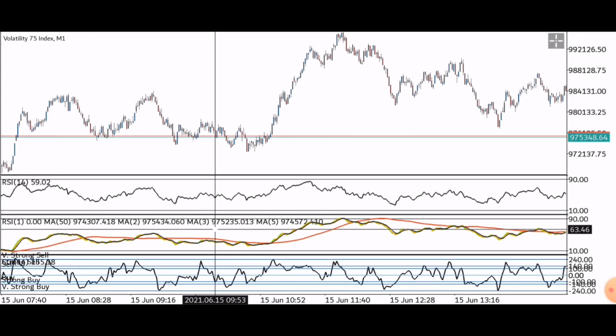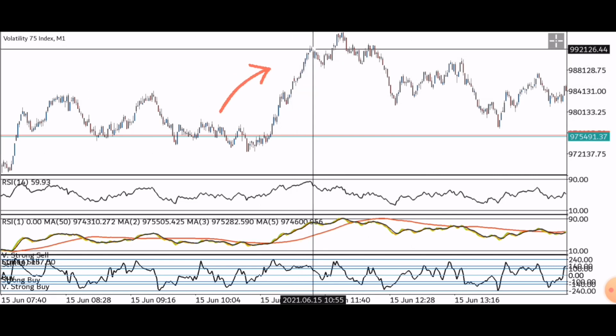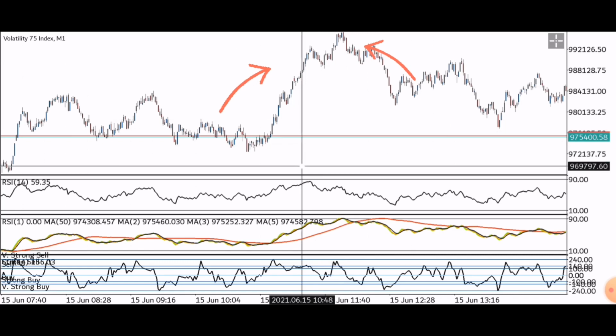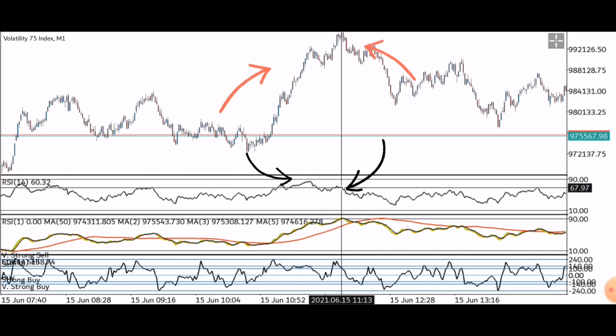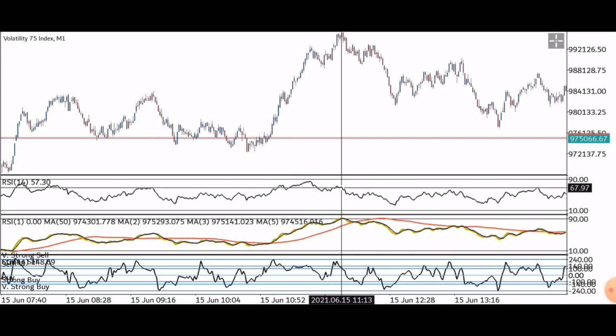You see this, that we have a high here on the main chart and we have a higher high. But on the RSI, we have a high and a lower high. So that is the divergence, and that makes confirmation number 1.